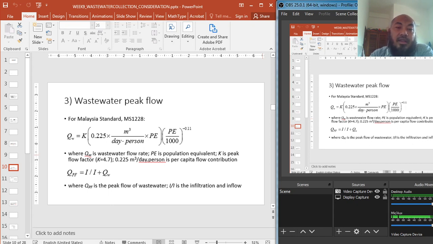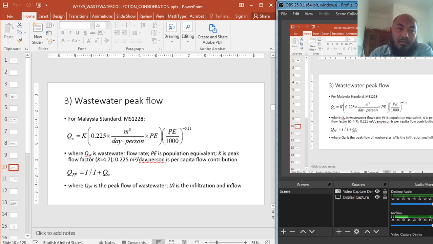Okay, wastewater flow rate, which is, P is a population equivalent. I have the standard value from IWK in the next slide. But this is not the end. The peak flow for the wastewater should be calculated by including the II, infiltration and inflow. So QPF means peak flow. The Q peak flow of wastewater is equal to II plus the QW.